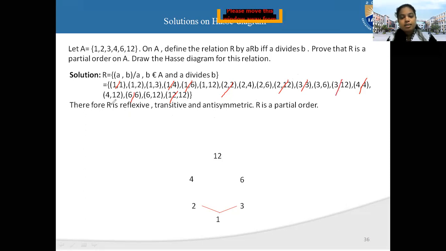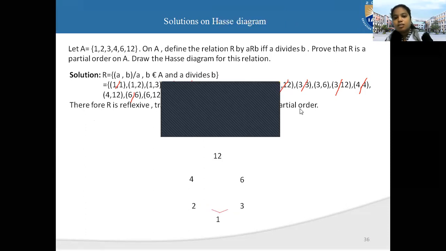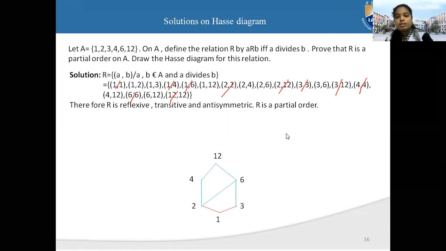Next, this is enough. 4 comma 12 is there. Nothing starts with 12 with different elements, so there will not be a transitive relation. Okay, these are the remaining elements. You have to see what are the elements. How many elements here? 1, 2, 3, 4, 5, 6, 7, 8 elements are there. How many edges are present in the Hasse diagram? You have to observe. Okay, this is the final diagram for the given relation.